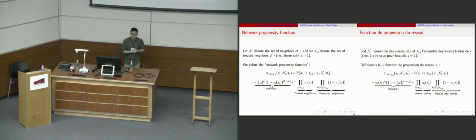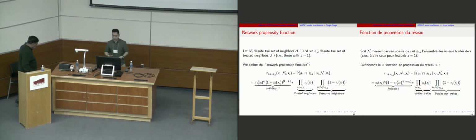So we have a further assumption, the conditional independence assumption. Conditional on the covariates of that individual and the covariates of the individual's neighbors, the treatments are independent. Then we simplify this joint probability as a product of the marginal probabilities. So essentially it decomposes into three parts under this conditional independence assumption. The first part is the propensity for the individual i. The second part is the propensity for the treated neighbors. And the third part is the propensity for the untreated neighbors.